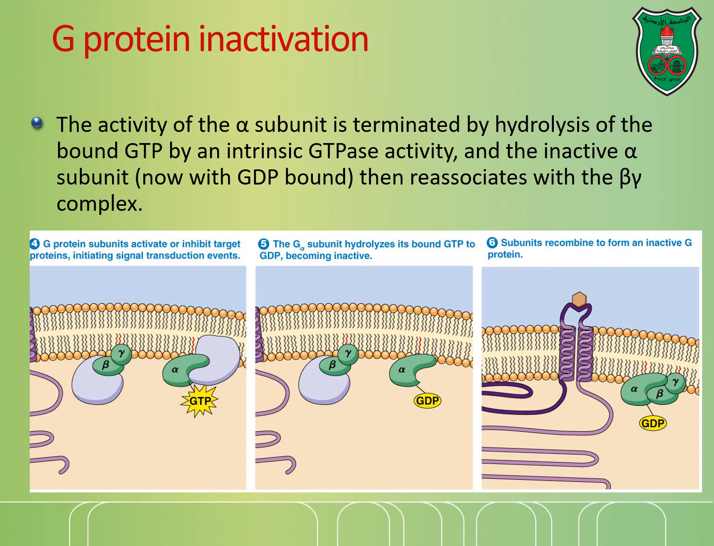Now, it's very important for G proteins to be inactivated, and they get inactivated when GTP is hydrolyzed to GDP. And this hydrolysis is catalyzed by an intrinsic GTPase activity, meaning that this GTPase activity is part of the alpha subunit itself. Intrinsic means that it acts on itself. It does not act on other proteins. So the GTPase activity of the alpha subunit acts on itself, hydrolyzing GTP to GDP. Once alpha is bound to GDP, it associates again with the beta and gamma subunits, waiting for another ligand to bind to a G protein coupled receptor to induce signaling again.